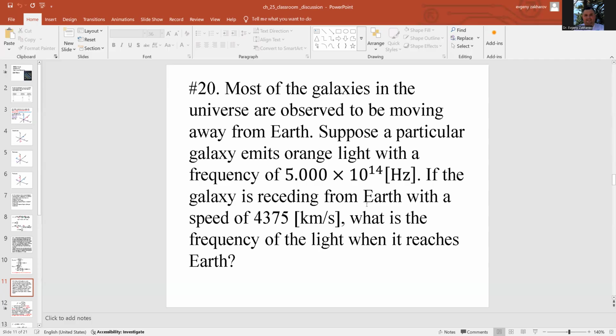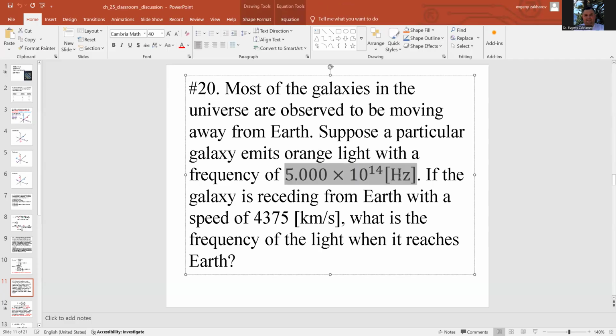So here comes a galaxy that emits a certain frequency, and it is going away from Earth with a certain speed. Be careful, those are kilometers per second. Convert to System International. So what is the frequency that we actually measure here on Earth? Remember, every time the source or the detector is moving towards you or away from you, you expect a Doppler effect. It's going to be a change in frequency that you measure.